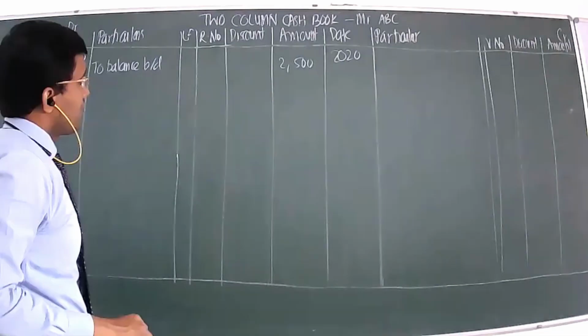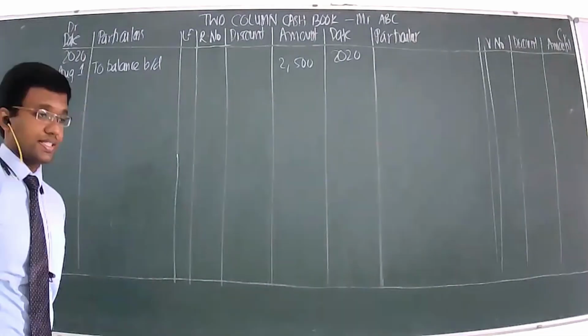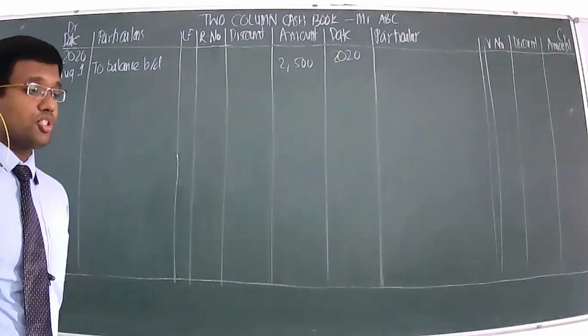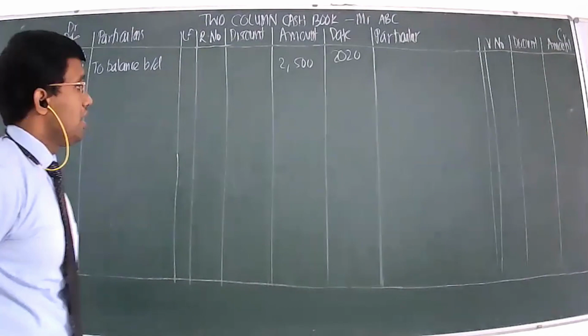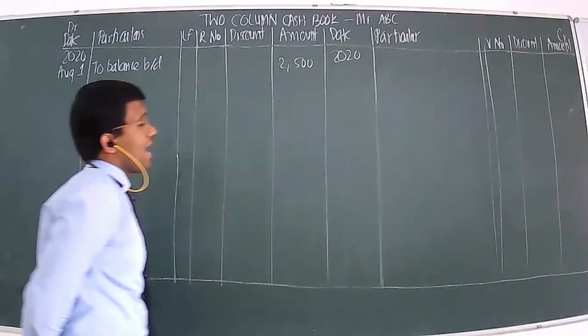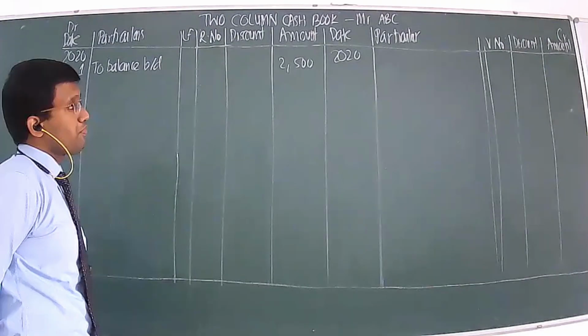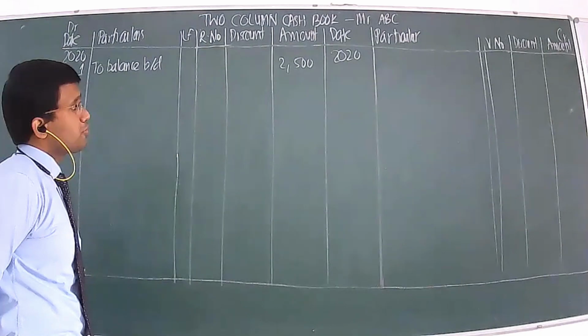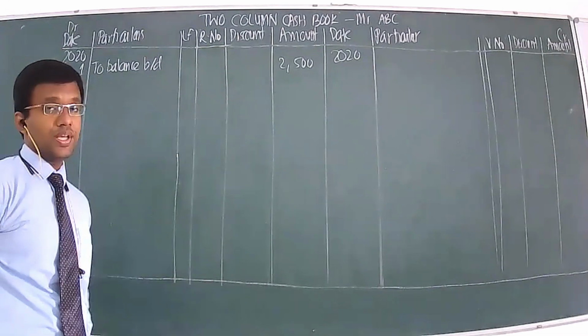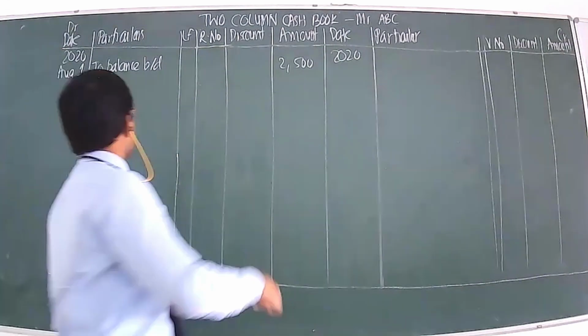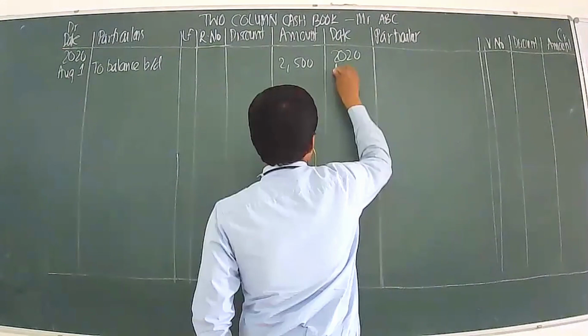Now let's look at 2nd of August. 2nd of August, purchased goods from Thomas for cash, rupees 750. So here you're carrying out a cash purchase from Thomas. When you're carrying out a cash purchase from Thomas, what will happen to cash? Is cash coming in or is cash going out? Cash will be going out. So this transaction has to be recorded on the credit side.